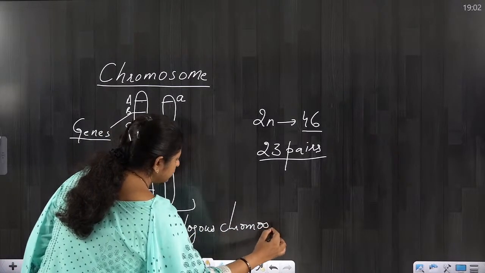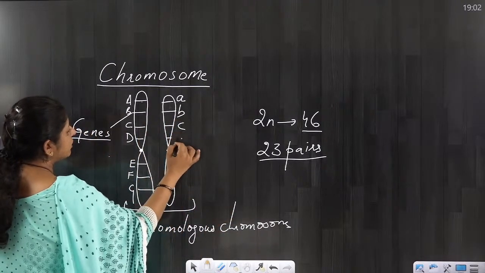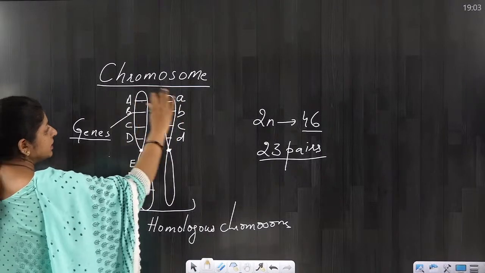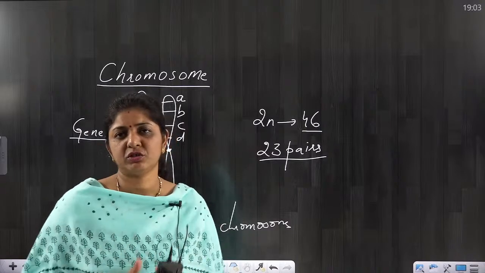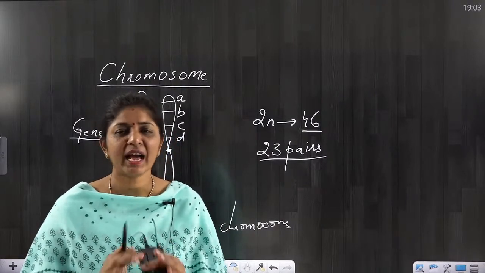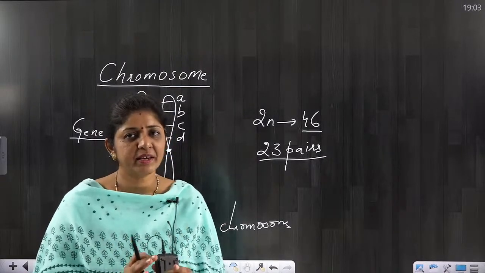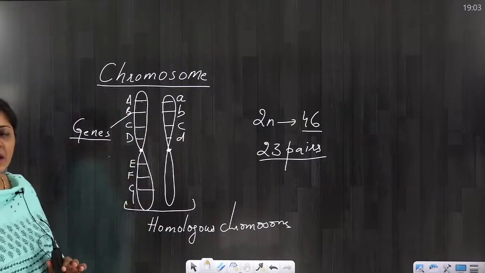right? So if it is showing crossing over, it means this section comes on this side and this goes on this, means a segment of DNA can exchange between the homologous chromosomes, right? I am not considering this thing right now, simply I am saying that genes are present on the chromosome, right?